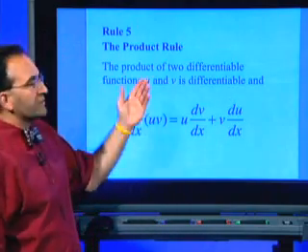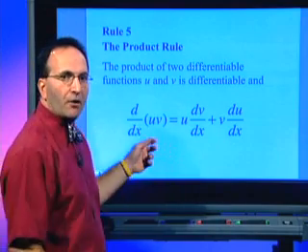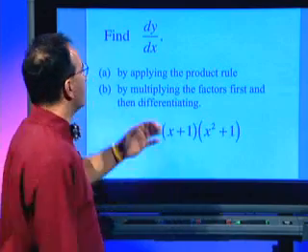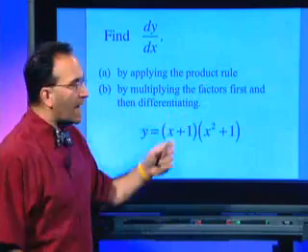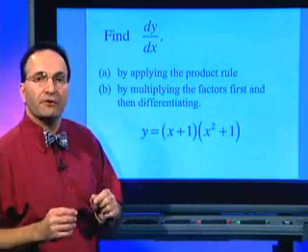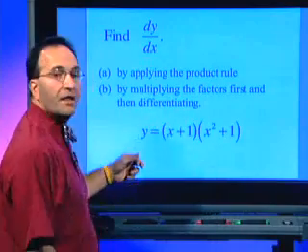The product rule tells us that the product of two differentiable functions, u and v, is differentiable, and the derivative of u times v is equal to u times the derivative of v plus v times the derivative of u. Let's try this out. Let's find the derivative by applying the product rule, and then let's multiply the factors first and do the differentiation by the rules that we just looked at earlier. But let's first do it by applying that product rule.